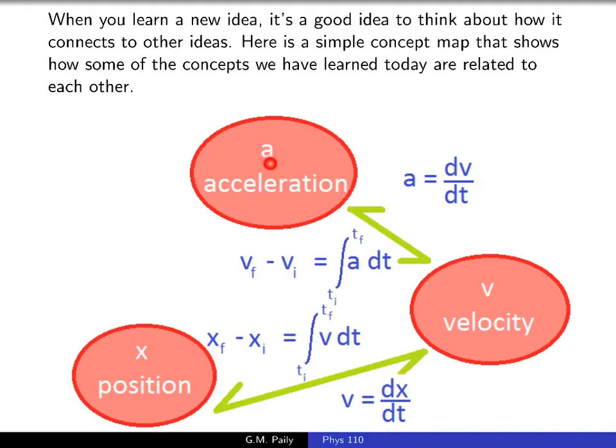And we can go from acceleration back to velocity by taking the integral of the acceleration to get the change in velocity. Similarly, we can go from position to velocity by taking the derivative with respect to time, and we can go back from velocity to position by integrating velocity with respect to time to get the displacement or the change in position. This is an example of a concept map, connecting the concepts that we have learned so far in Chapter 2.